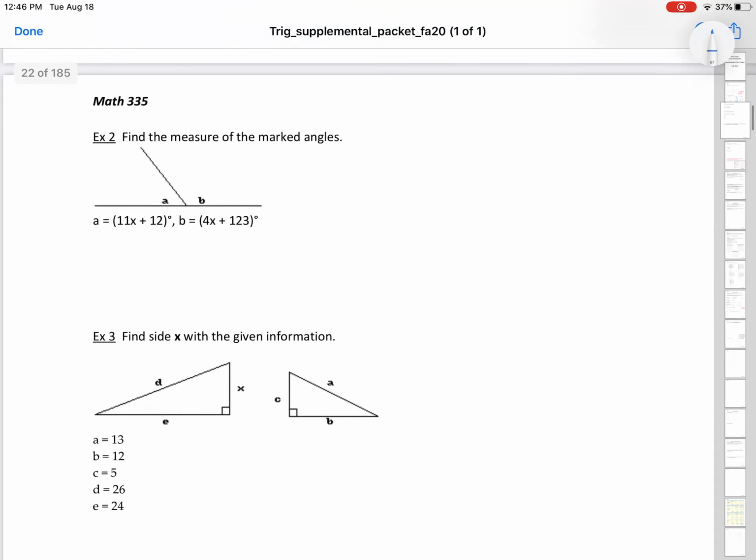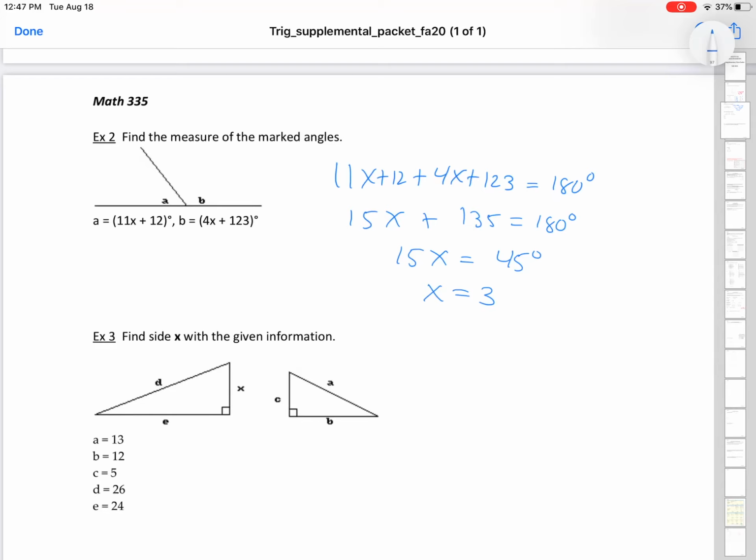On this last page of 1.2, we have a problem very similar to something that we did in the last section. We just have to take 11x plus 12 plus 4x plus 123 and set that equal to 180, since they're supplementary angles. So that's 15x plus, we look at 123 plus 12, we get 135 is equal to 180. And so that's 15x is equal to 180 minus 135, or 45 degrees. And so we get a nice little x is equal to 3.